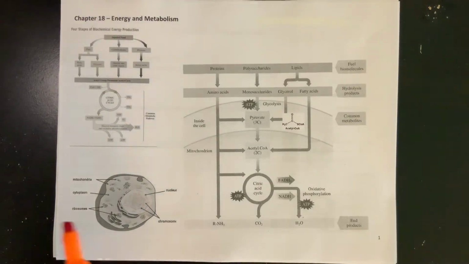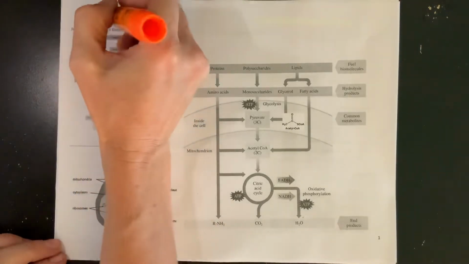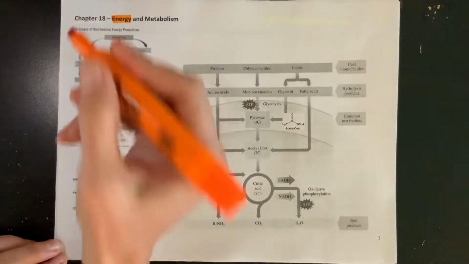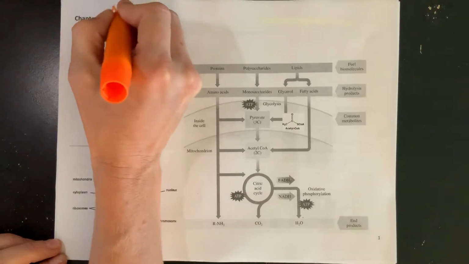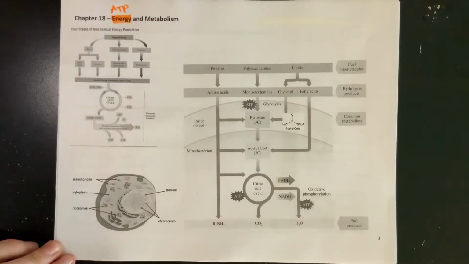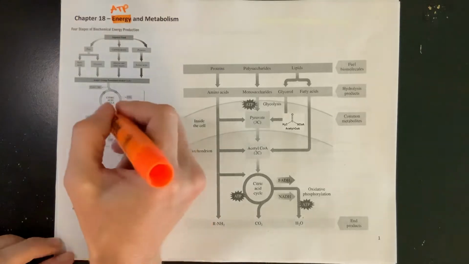We're working on chapter 18 today, the last chapter in the book, the last chapter of the semester. It always makes me excited to be here. So, speaking of excited, we're going to talk about energy in this chapter. And the energy that we talk about is going to be in the form of ATP, which we can see in a few places on this page.